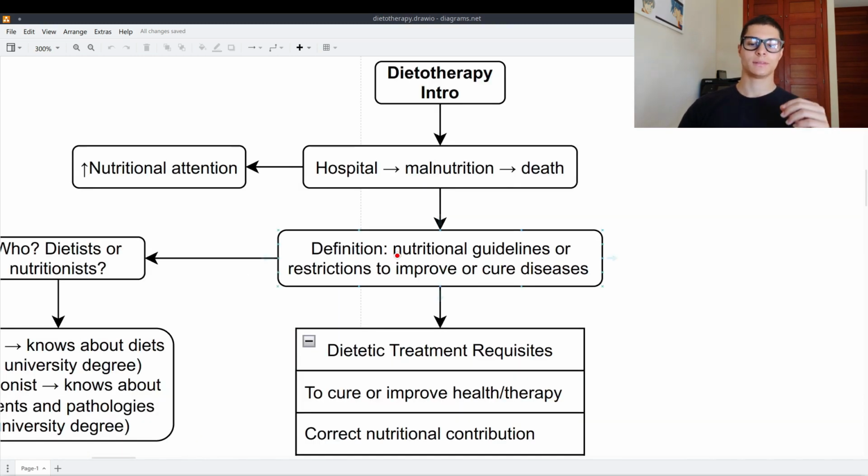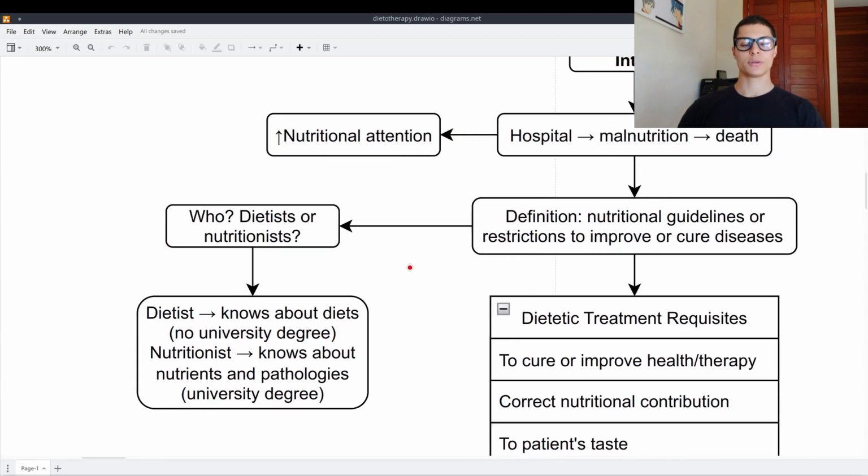The definition of dietotherapy is nutritional guidelines or restrictions to improve or cure diseases, mainly to improve them. Who is in charge of this dietotherapy? Dietists or nutritionists? Well, the dietist knows about diets, and there is no university degree here. Nutritionists, though, they know about nutrients and pathologies. This is the key, and it requires a university degree, which is what I'm doing.